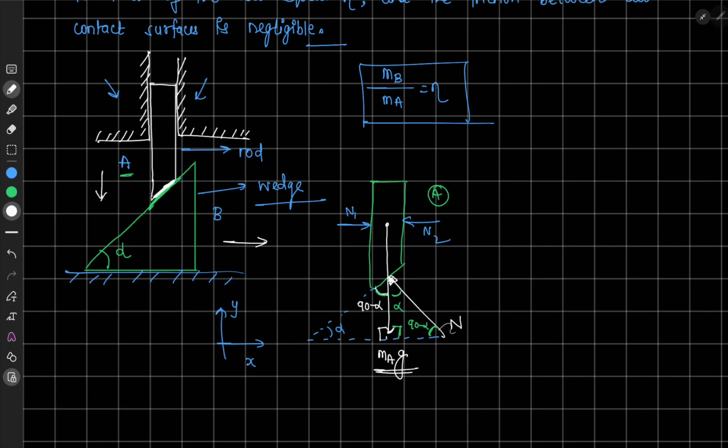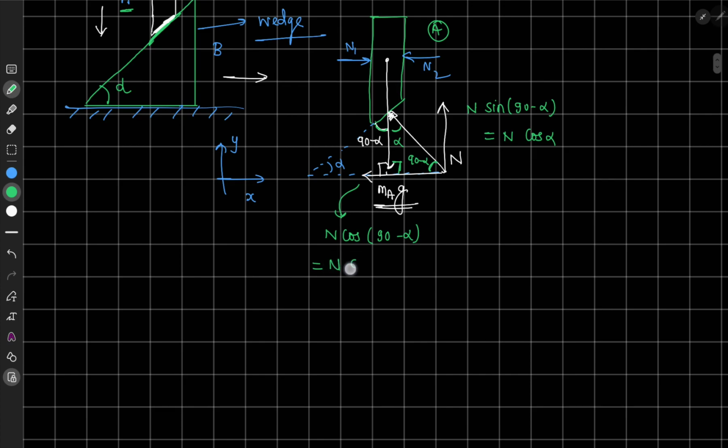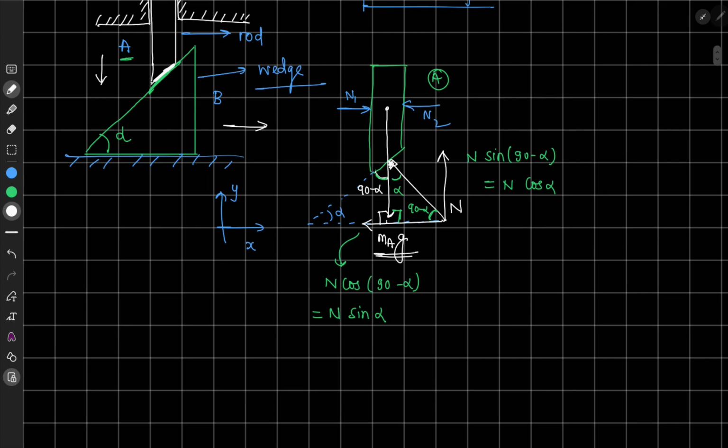If this angle is 90 minus alpha, and we take the components of this normal reaction in the x direction and the y direction, then in the x direction we have N times cos of 90 minus alpha, and in the y direction we have the component N times sin of 90 minus alpha. So we can write this as N times sin alpha, and here we can write N times cos alpha.